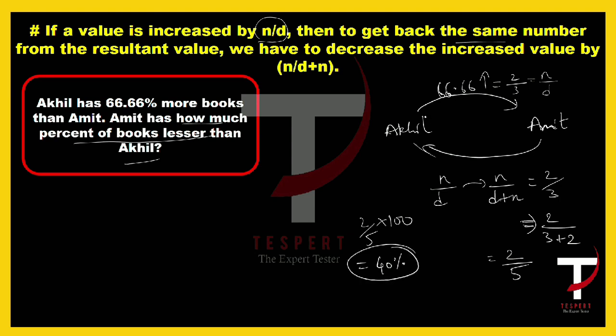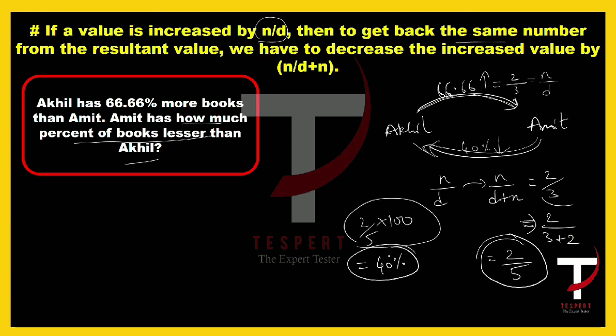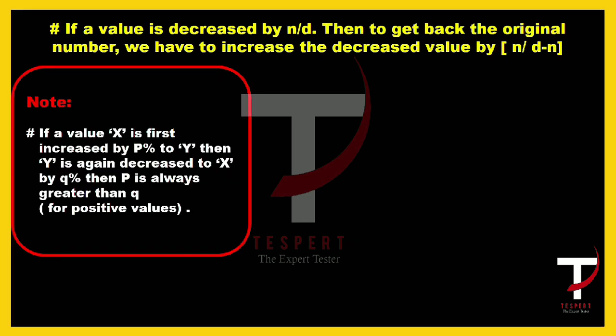So Akhil has 66.66% more books than Amit. Amit has 40% lesser books than Akhil. 40% lesser books means 2 by 5 fraction lesser books than Akhil. So here 2 by 3, here 2 by 5, which is converted into percentage, right? So let's move on to the next slide.